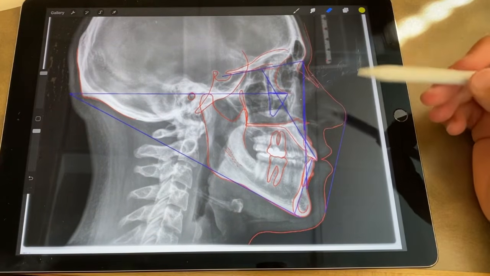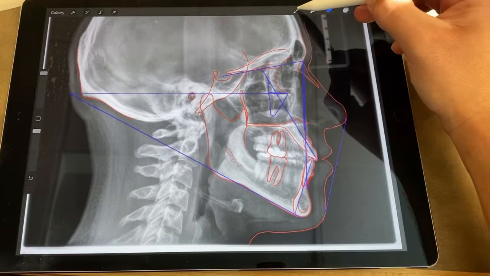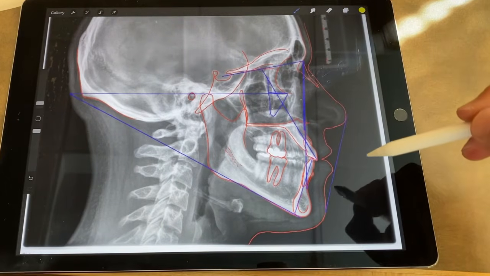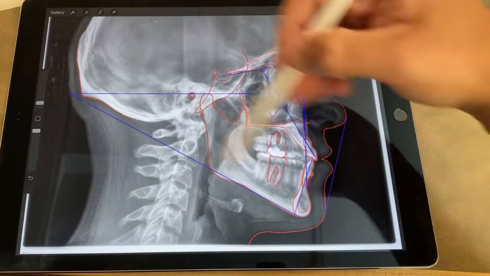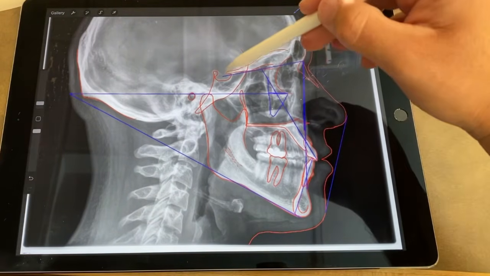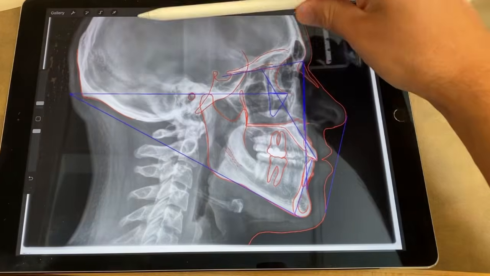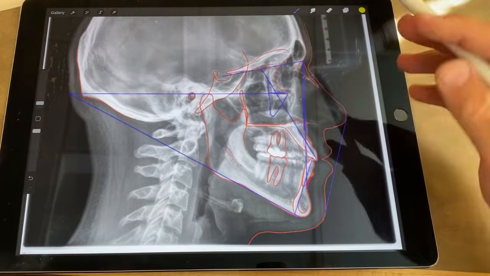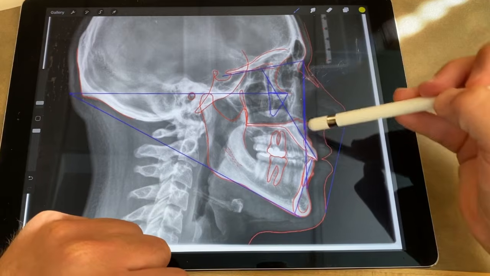All right, so that is our full tracing that we did. We did the soft tissue with the E-lines. We did the mandibular plane, the Frankfurt horizontal. We did the SN, which is the cranial base, basically the floor of the cranium. We've done the SNA and SNB, which is going to tell me where the jaws are.